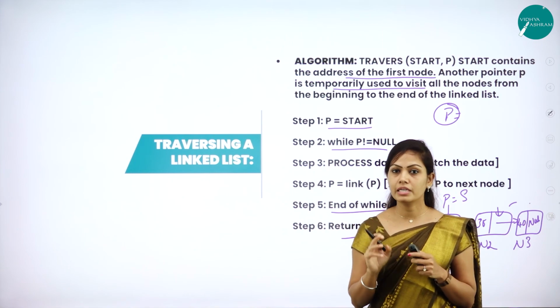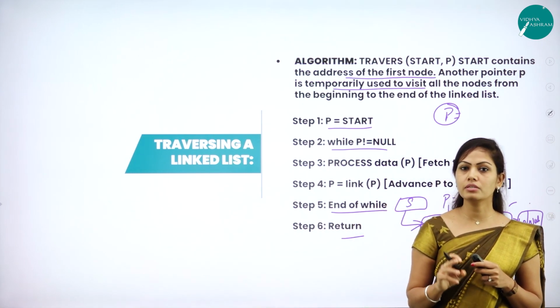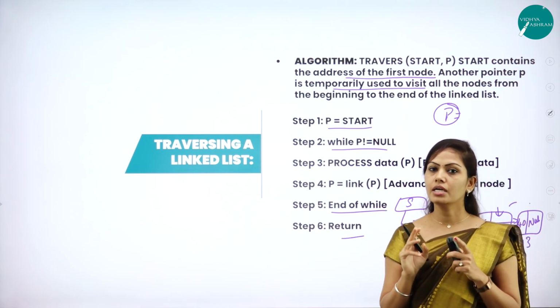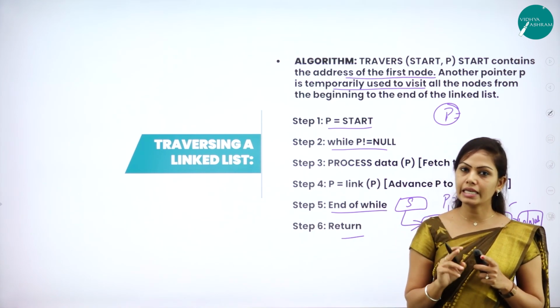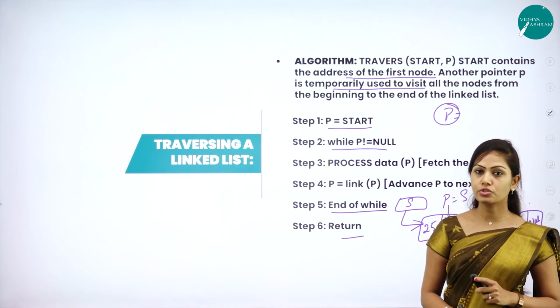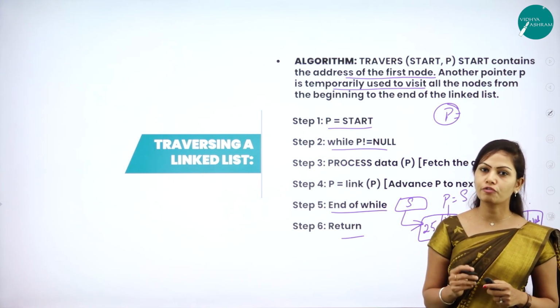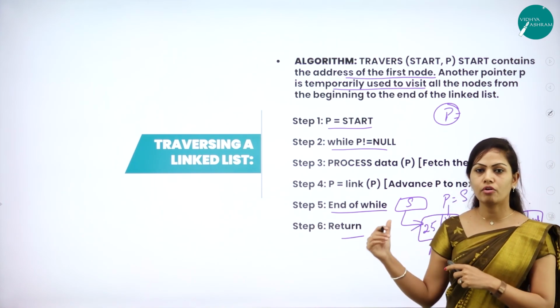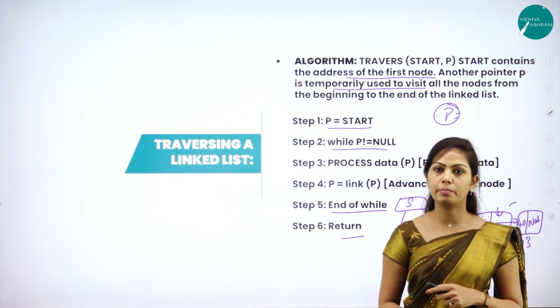So today we learnt the linked list definition, examples and types of linked list. Mainly there are three types of linked list: singly linked list, doubly linked list and circular linked list. And I have also discussed the memory representation of queues using a linked list and the operations of a linked list, and also the traversing operation.